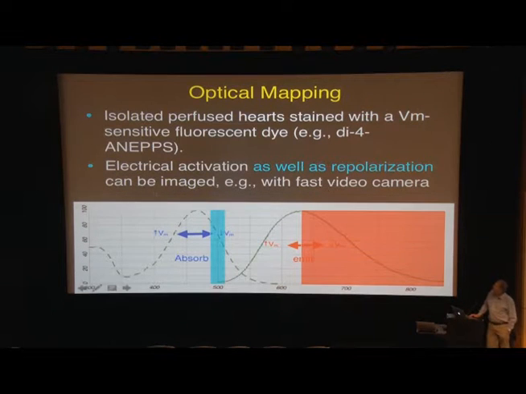So this is the basic scheme for optical mapping techniques, at least for membrane potential mapping. Normally isolated perfused hearts are used. They're stained with a potentiometric dye. Di-4-ANEPPS is the common one. Then you excite the tissue with a light that's on the steep flank of the absorption spectrum, and then record on one side of the emission spectrum.